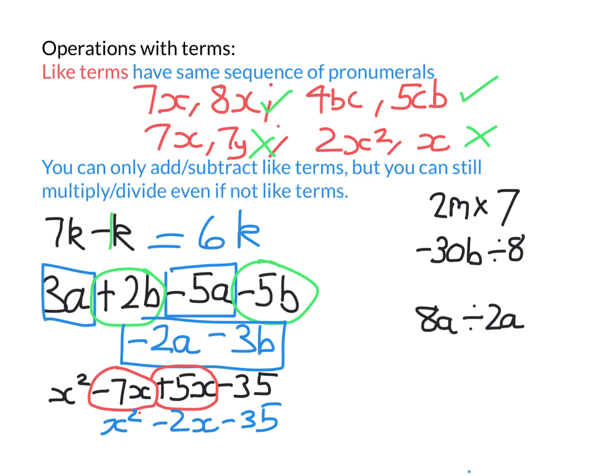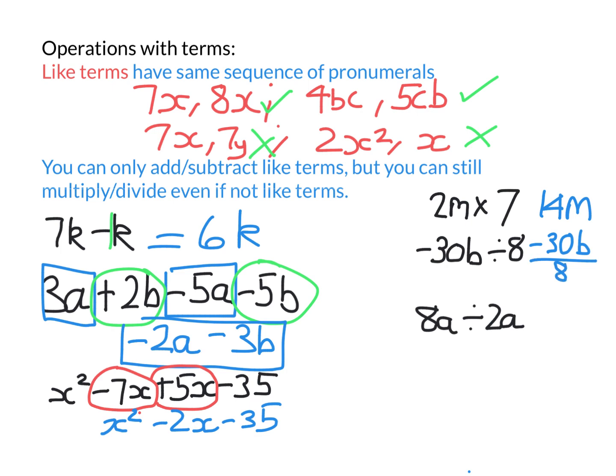So it turns out multiplying and dividing is much easier because it doesn't matter whether or not they're like terms. So 2m times 7, I just go 2 times 7 is 14 and then write the pronumeral. Negative 30b divided by 8. So when we're dividing, it's often easier to write it as a fraction. So negative 30b divided 8. So the fraction line means divide.